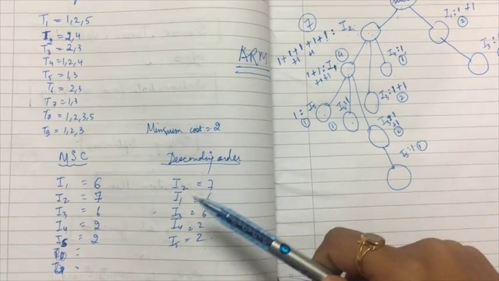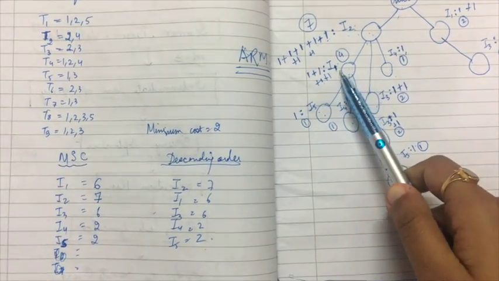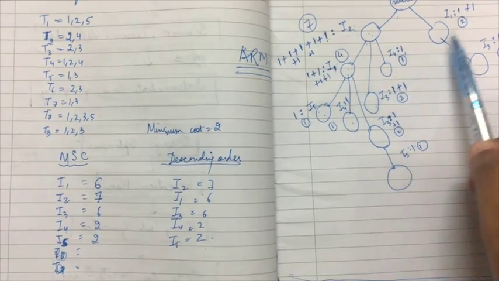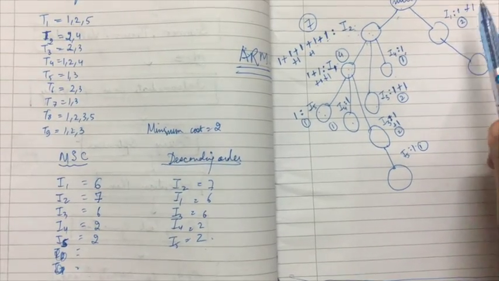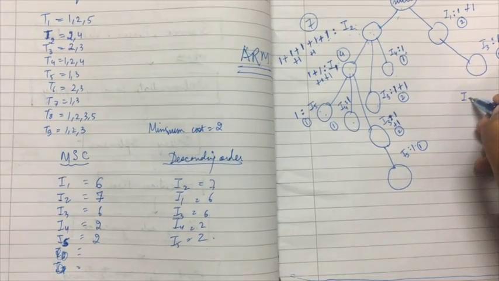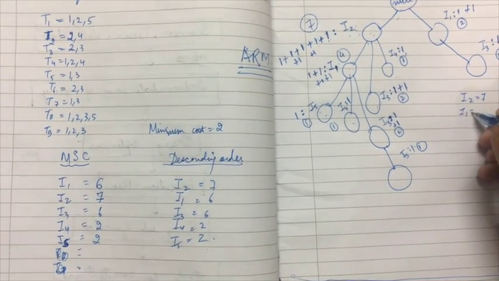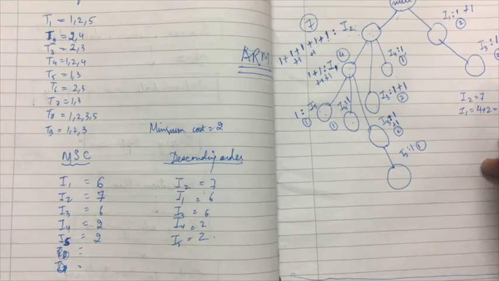For I1, let's calculate for I1. Let's find out 4, 5 and 6. So for I1 it comes out to be, let's write it down over here. I2 comes out to be 7. I1 comes out to be 4 plus 2, that is 6.